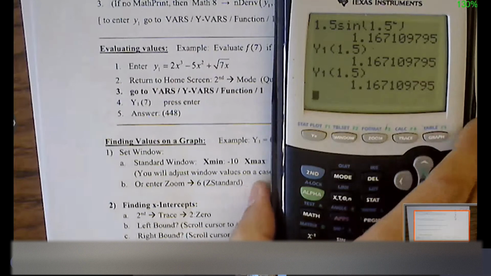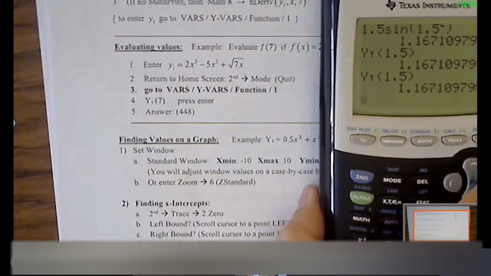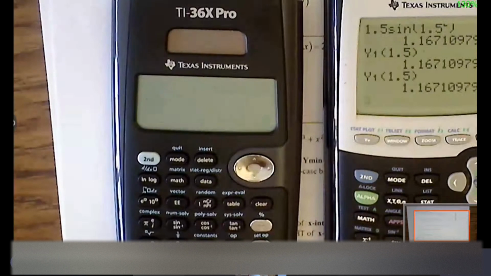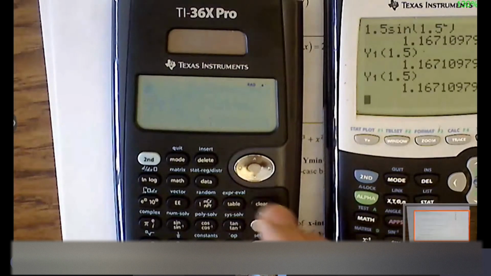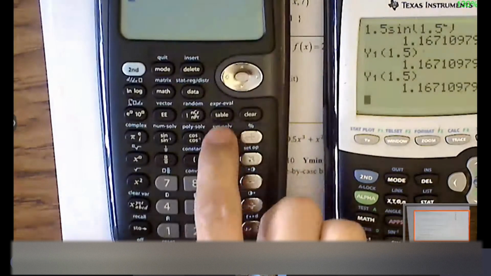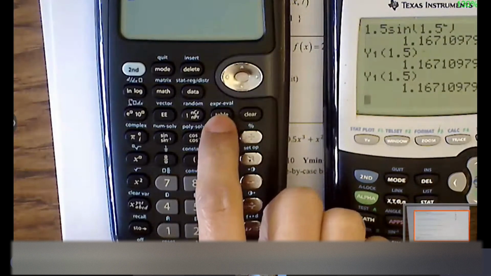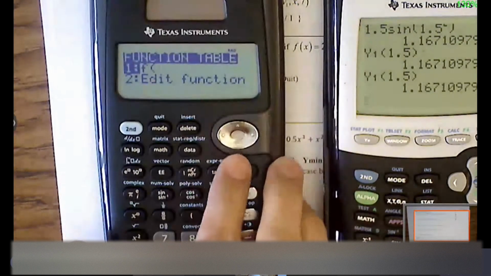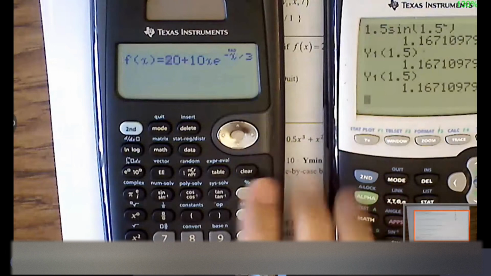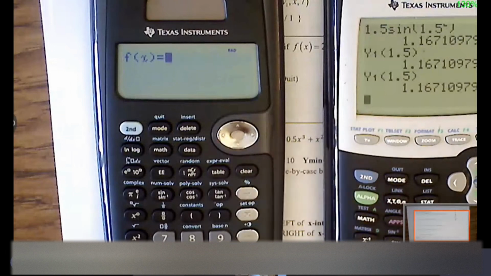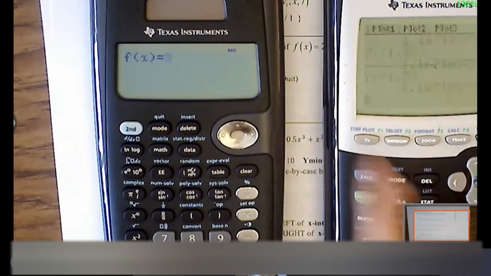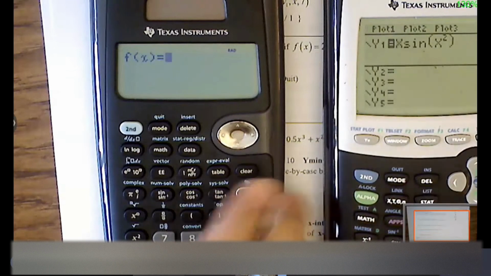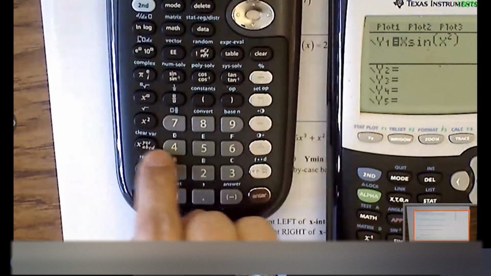Okay, so any questions with the graphing part? Okay, let me show you on 36 Pro that we can also have it stored somewhere. And it's going to be stored under this table. Okay, so go to table. We're going to edit function. And if you have something there, you can clear it. I'm going to enter in the same thing that I entered here, x sine x squared. And then your x button is next to the 4.